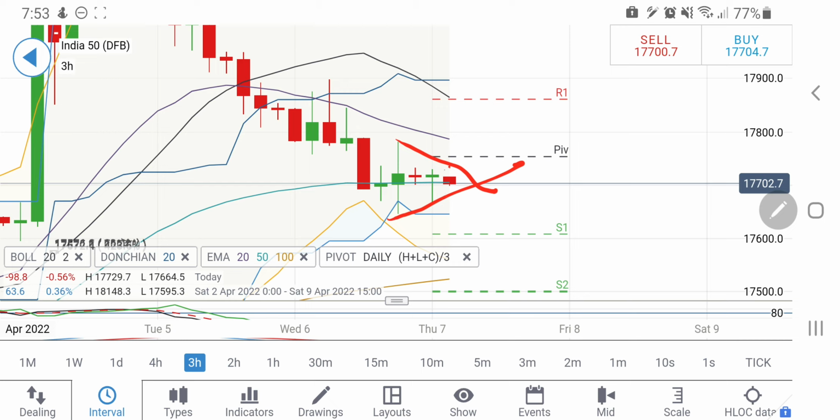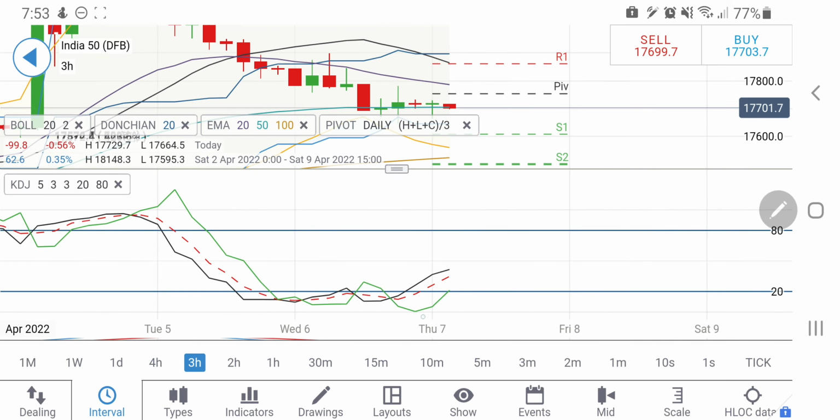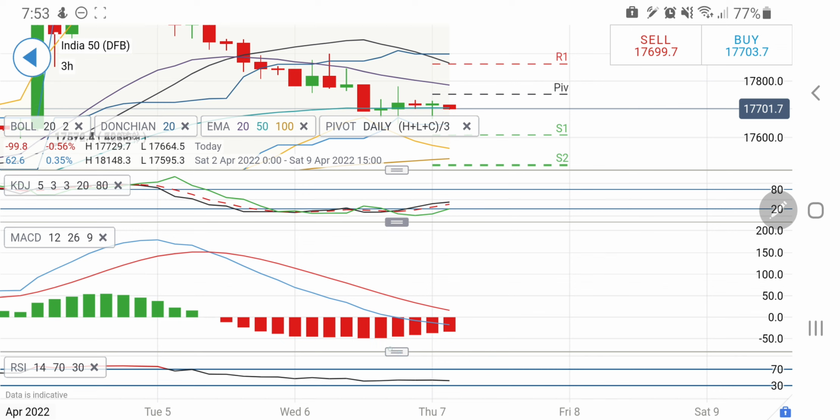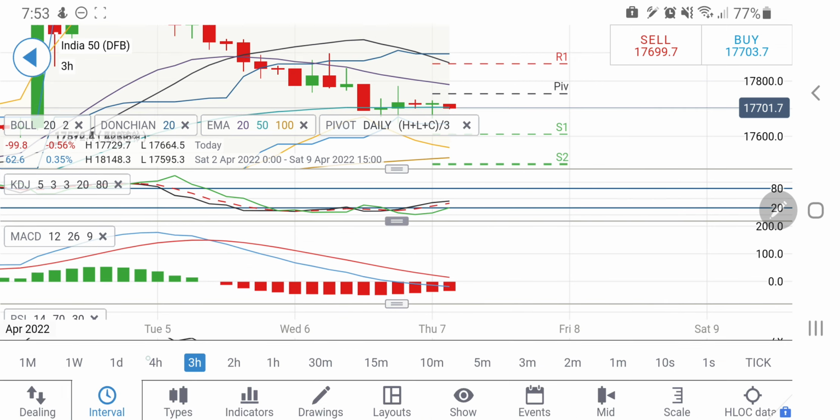So yes, 17,600 and 17,750, don't trade beyond 17,750. Yes, you can take a long entry for 17,880, 900, and then 18,000 is also very much possible. 3-hour stochastic looking upwards. MACD is trying to converge here, and RSI not showing any signs.